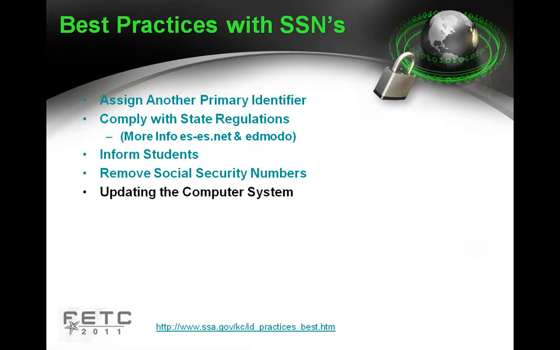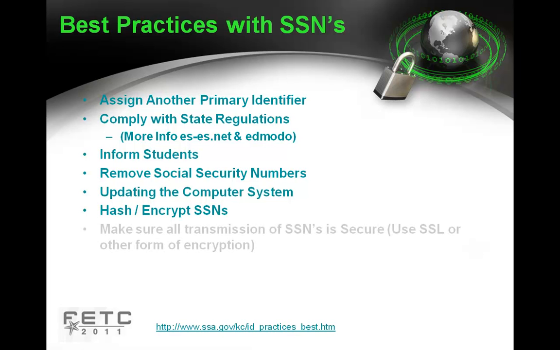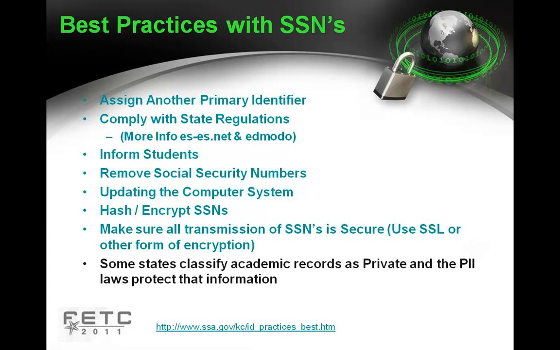Again, they should be hashed when they're stored. Update the computer systems. Make sure that they're hashed or encrypted. The Social Security numbers should only display the last 4 digits when you're actually seeing them. Make sure all transmission of Social Security numbers is done through a secure form, no matter how you're transmitting them. And some states classify academic records as private personally identifiable information. Then the PII laws stand in effect for those.